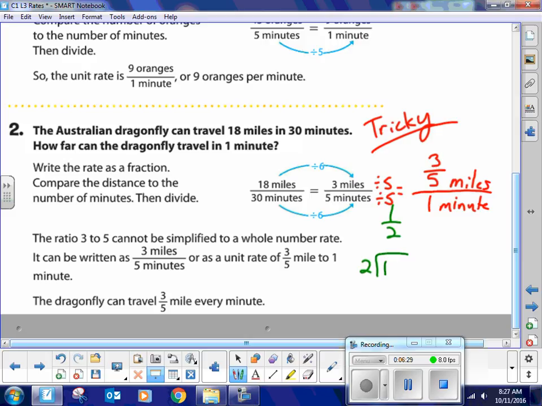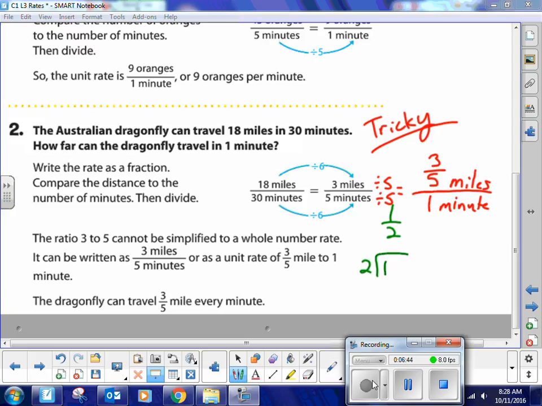That's a crazy looking fraction. I know. Hold on just a second. They call a fraction like that a complex fraction. Let's not worry about what it is, okay? I just want to give you a name for it. All right? So it's 3/5 of a mile in 1 minute.